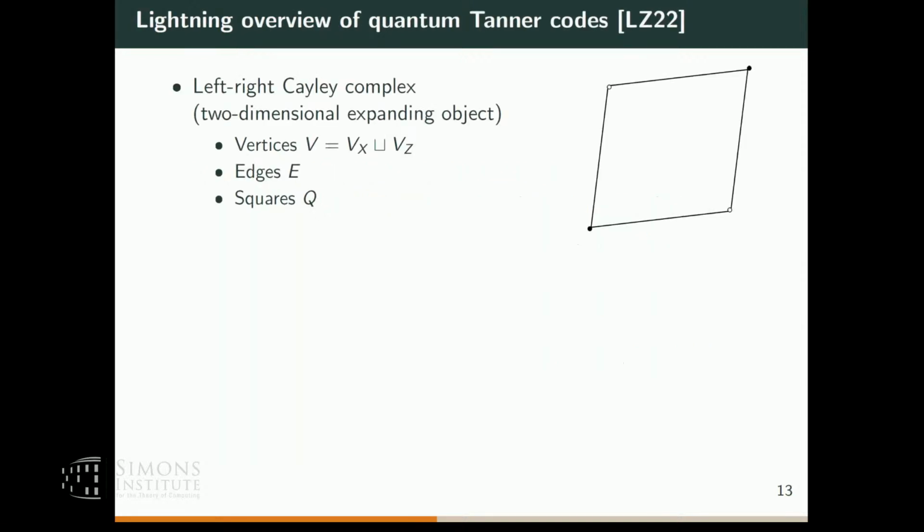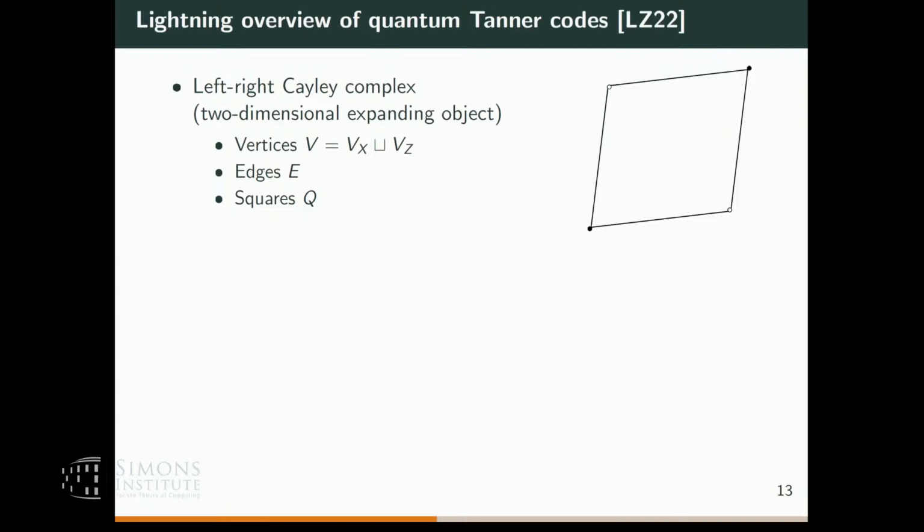Okay. So now let me get into more of the specifics of the code that we're working with. That's going to be these quantum Tanner codes developed by Leverrier and Zemor. The construction is based on this left-right Cayley complex, which is just some two-dimensional expanding object. And because it's a two-dimensional object, it's going to have vertices, edges, and faces. And the faces for this complex are going to be squares.